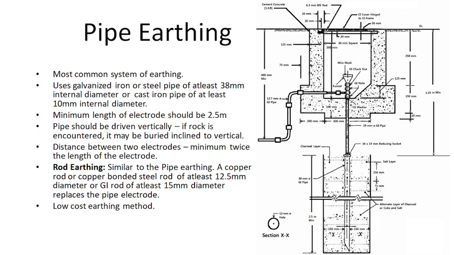Then there is also another type of earthing called rod earthing. So instead of using a pipe, they will use a rod. The problem with the galvanized iron pipe is that when you drive the galvanized pipe in, if the galvanization coating is lost, the GI pipe will corrode completely within a very short time.